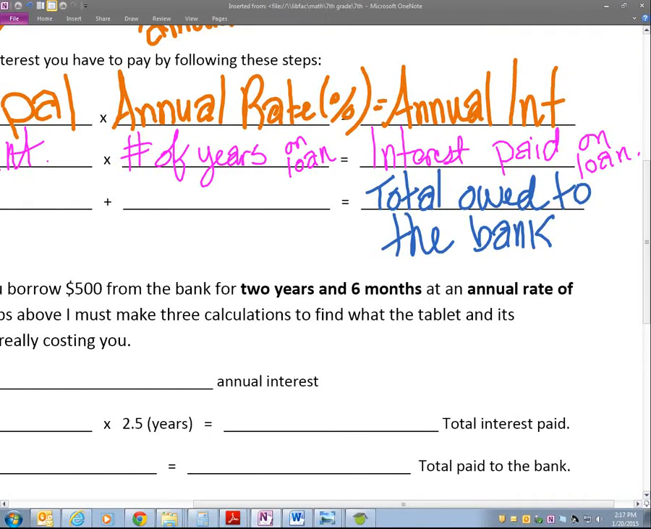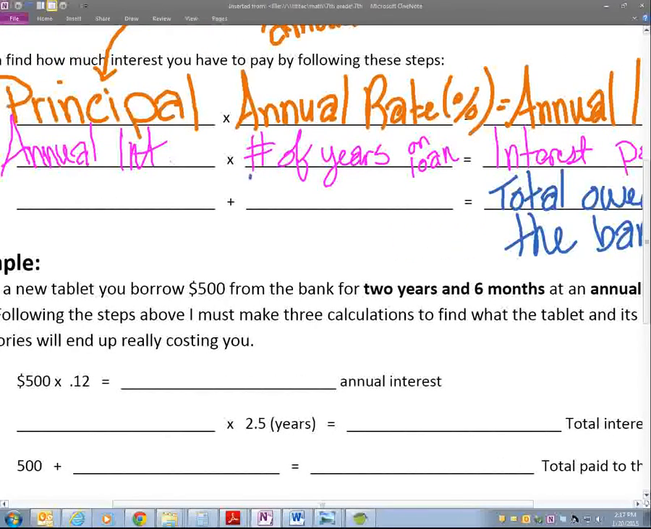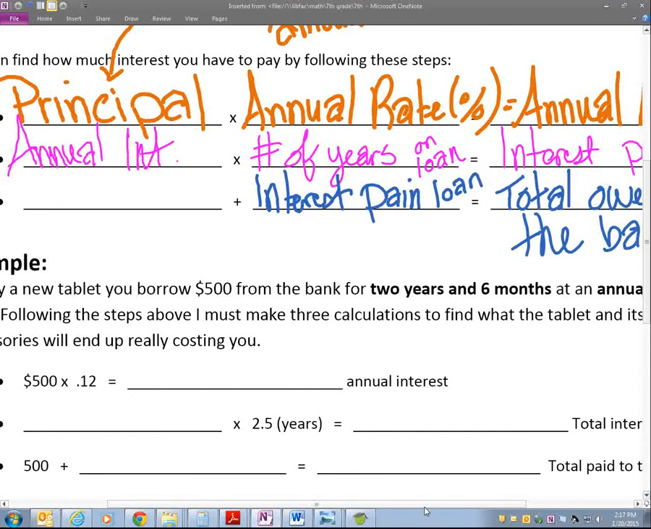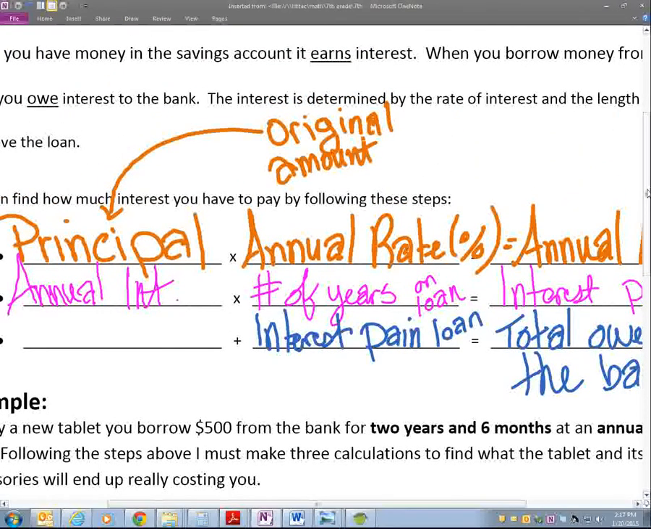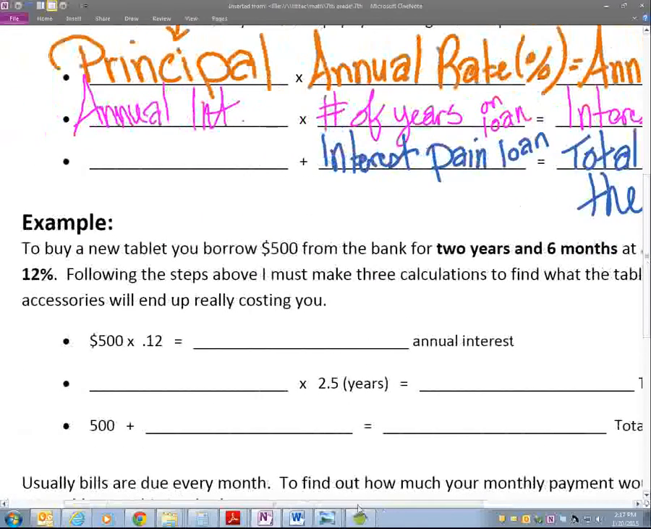Interest paid on the loan. Yes. So we have interest paid on loan, and what else? Which is called what? So the amount of money on loan. The principal. Yes, the principal.